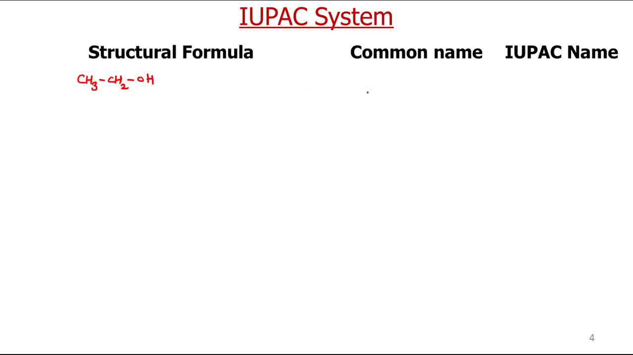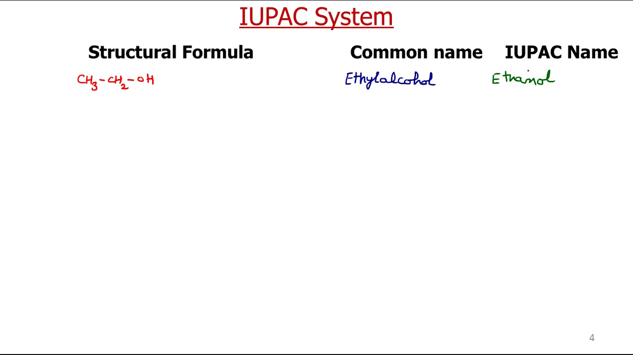Now its name will be ethane. So first of all, its common name will be, this is ethyl, this is alcohol. So its common name is ethyl alcohol, and its IUPAC name will be ethanol. This is its IUPAC name.